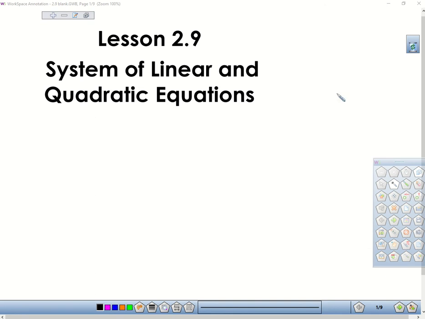Okay, so today we're going to be talking about systems of linear and quadratic equations, which is where you graph both a linear and a quadratic equation on the same coordinate plane, and you're finding where they intersect, or you're solving them by substitution.